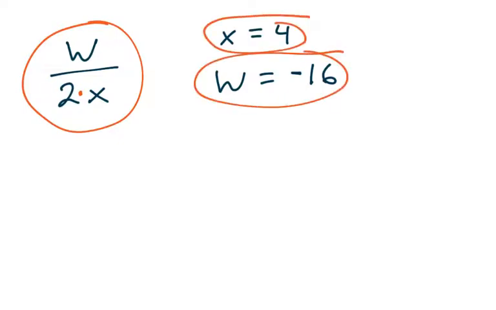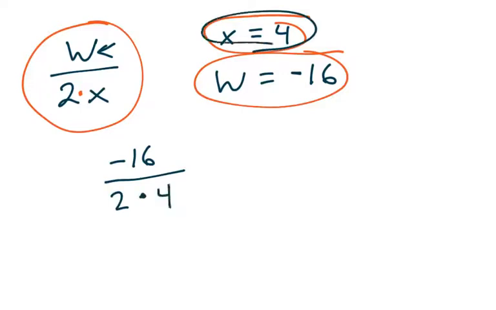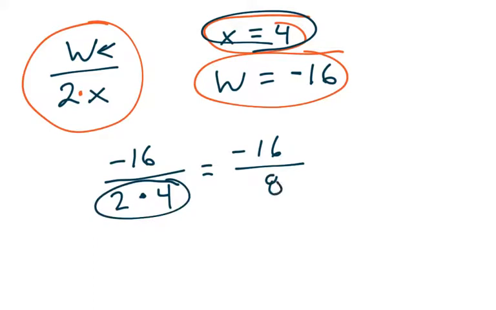So what does evaluate mean? We're going to plug them in and do the math, right? So this W right here, again, we're told is negative 16. It's divided by 2 times, and we're told over here x is 4. So what we really have is negative 16 divided by 2 times 4 is 8. And now negative 16 divided by 8 is simply negative 2.